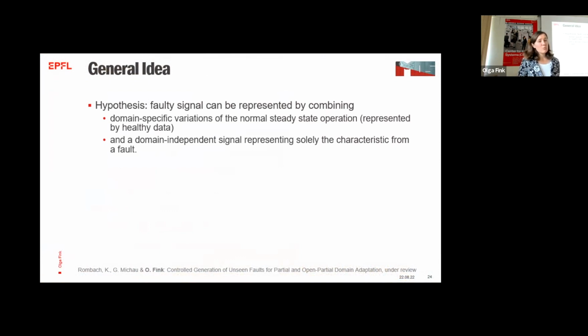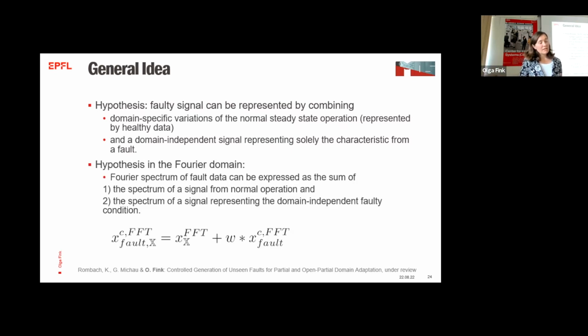The general idea is that our faulty signal could potentially be represented by two parts. One part would be the domain-specific variations of the normal condition, and the second part would be the faulty signal that could potentially be domain independent, so that the fault signal could be extracted and transferred between different units or different operating conditions. And since we typically deal with high frequency data, particularly acceleration data, if we consider this in the Fourier domain, our hypothesis is that a fault signal could be represented by two parts: the domain-specific healthy signal, and the domain-independent faulty signal. We also put a scaling factor to adjust it to the conditions.